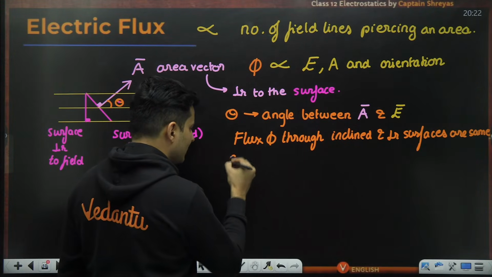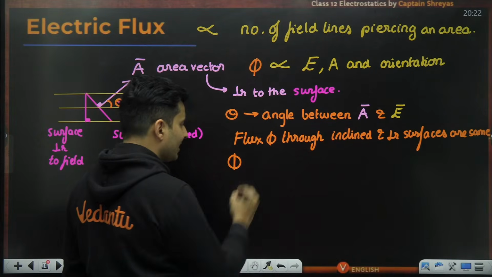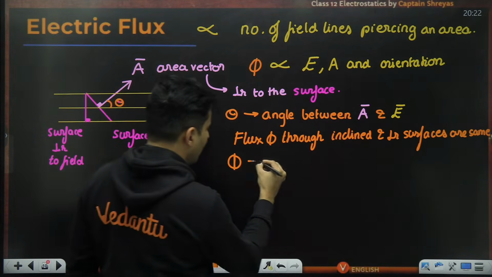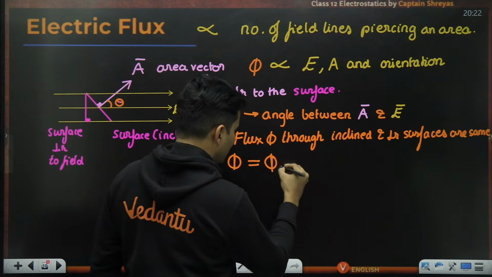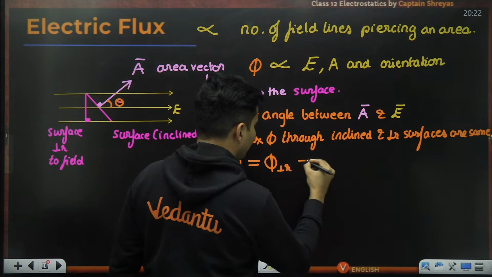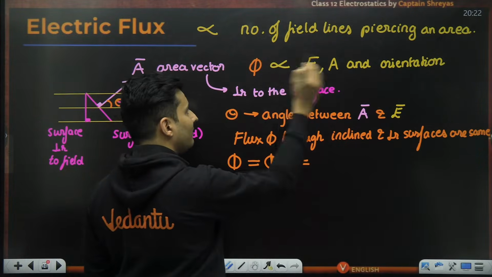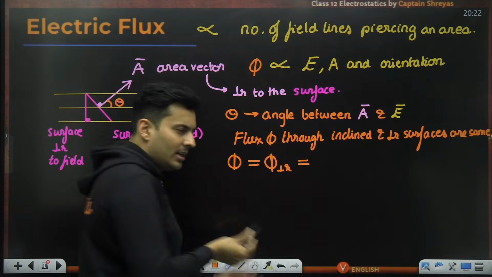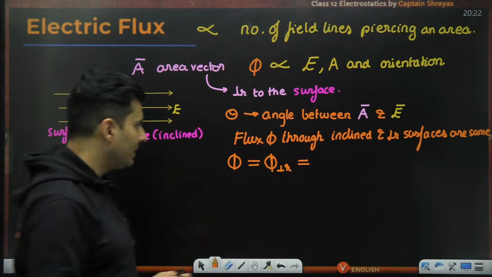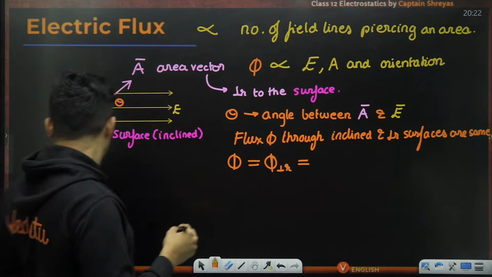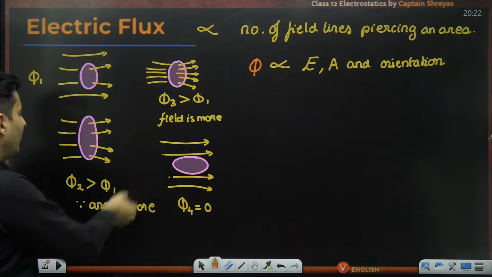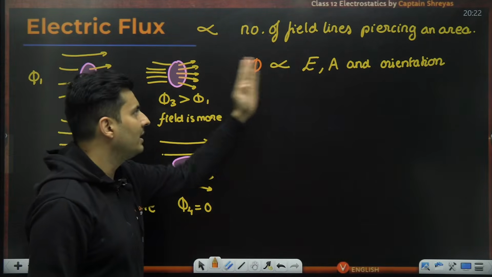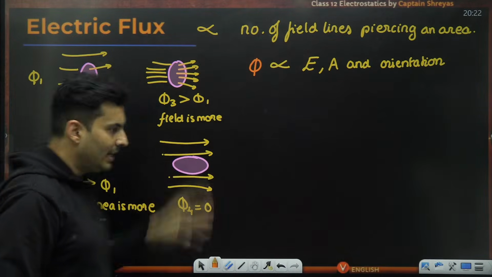Now just imagine this. If I want to calculate the flux through whatever surface I want, I will measure the flux through the perpendicular surface. Flux depends on the field and area and the orientation part. For that orientation part, that is why we are doing this derivation. We just saw if there is more field, there is more flux. If there is more area, also there is more flux. So 100% it is proportional to field and area.